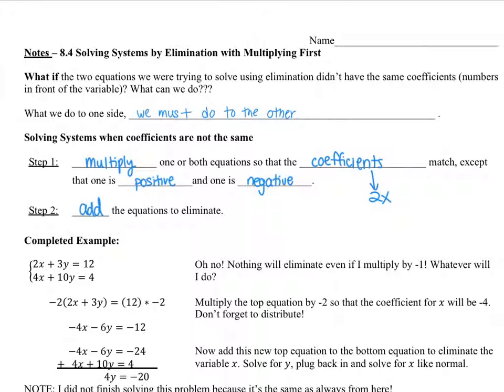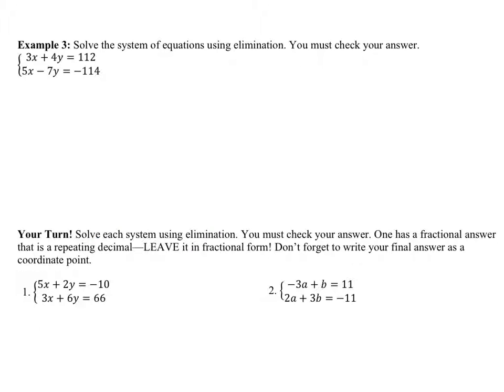Okay, so let's do one more example, and then I'll do an example where we have to do both of them. Okay, so for example 2, we're going to solve using elimination. Notice that right now if we add the equations together, neither of the variables eliminates. So we need to multiply by something first.